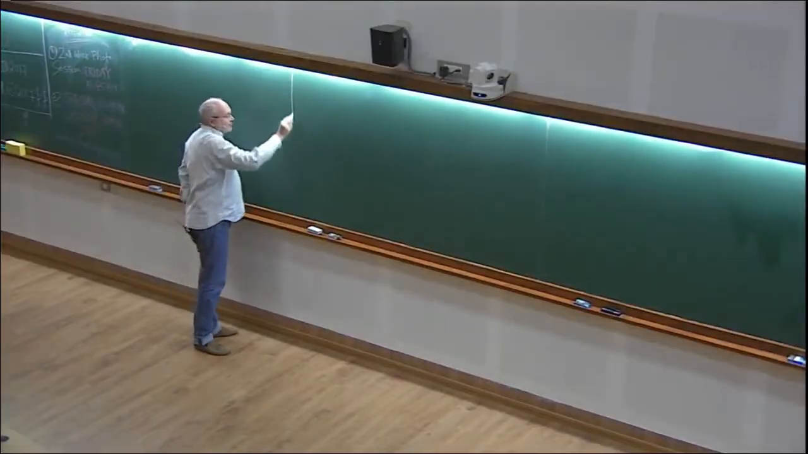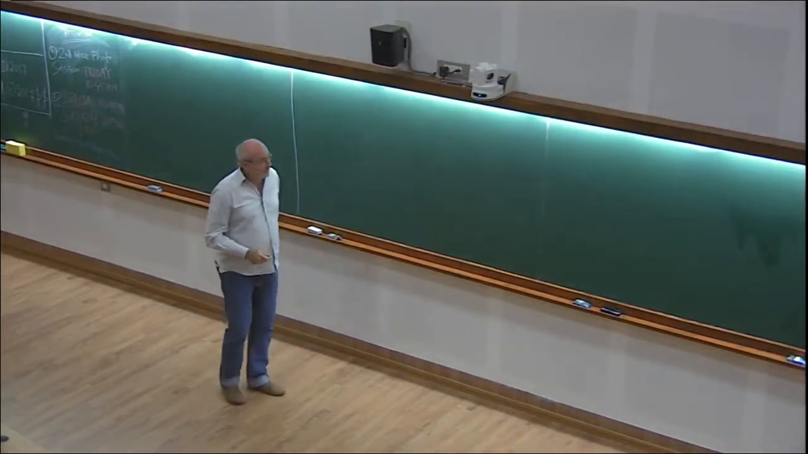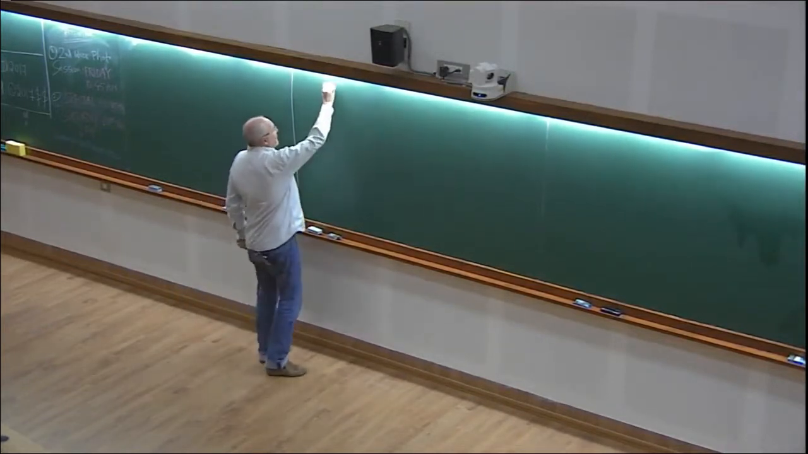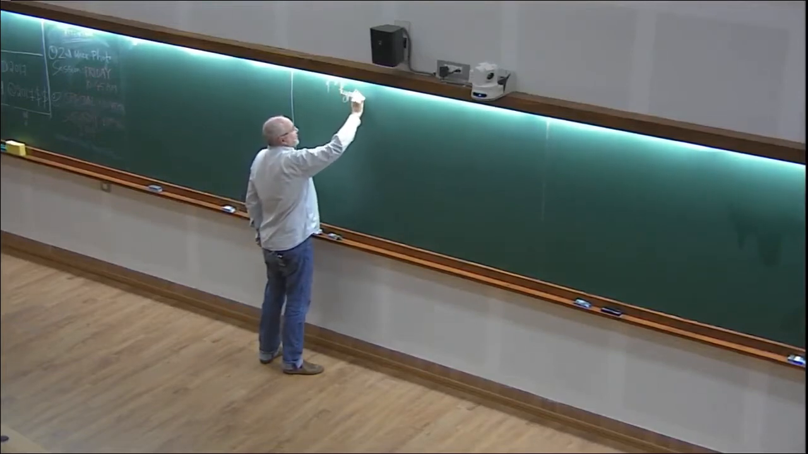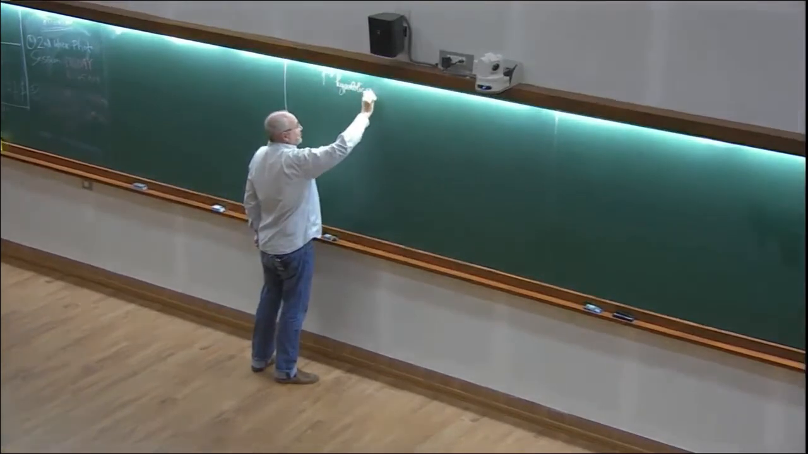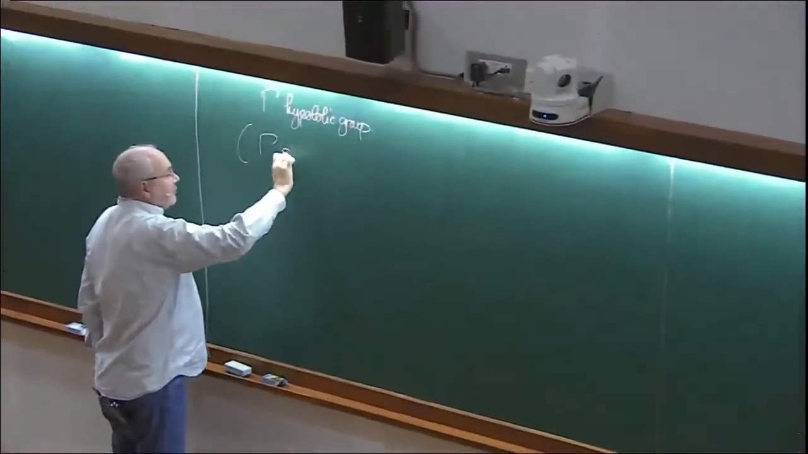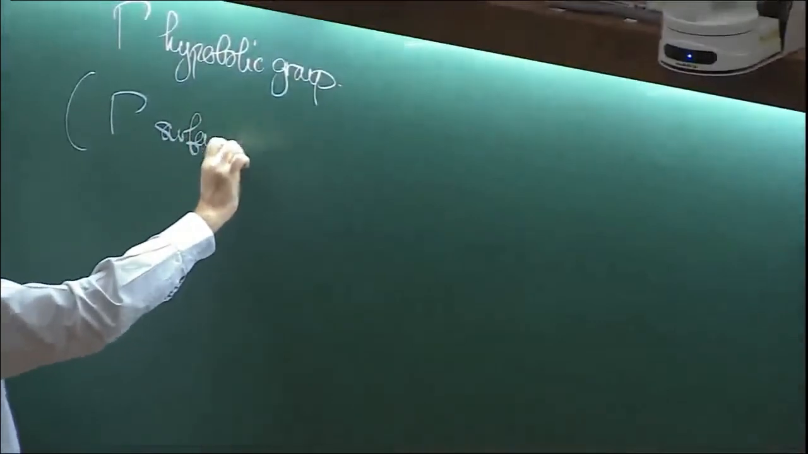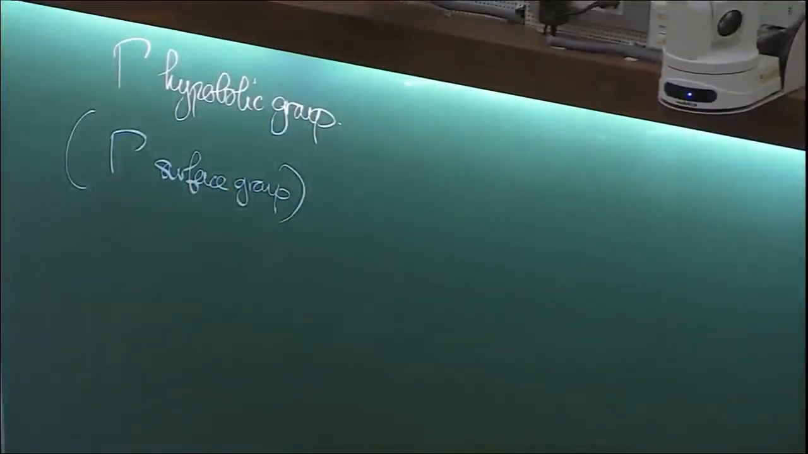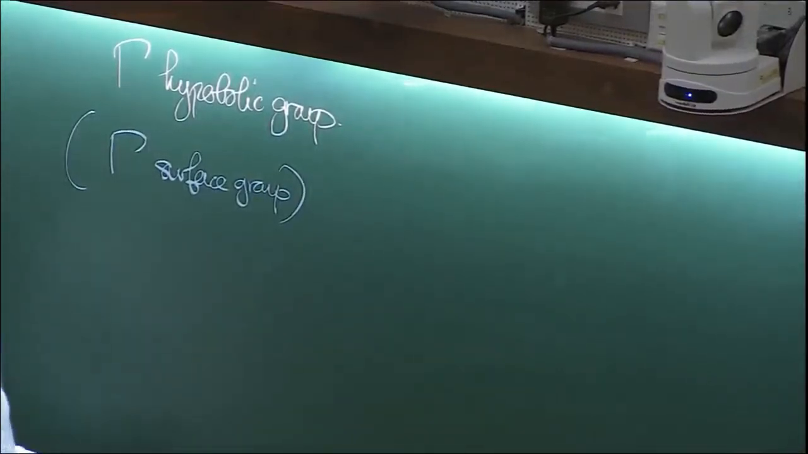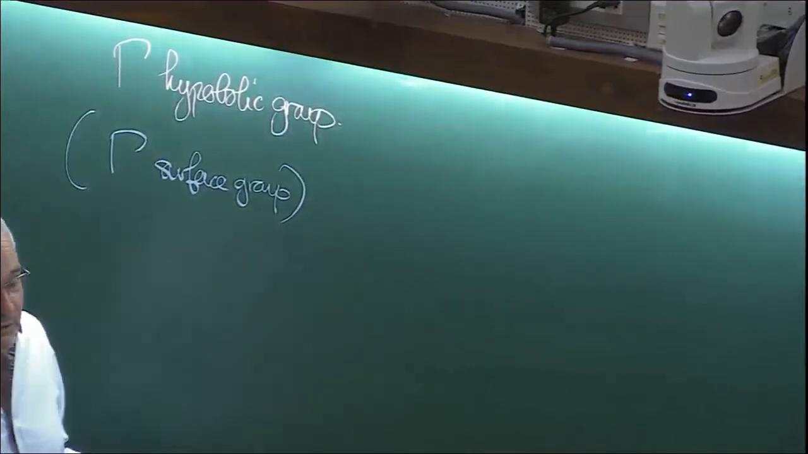Okay, so I'm going to try to reboot the system a little bit. If I have a gamma hyperbolic group, but secretly I'm only interested in gamma being a surface group, essentially every hyperbolic group is a surface group, so to say.